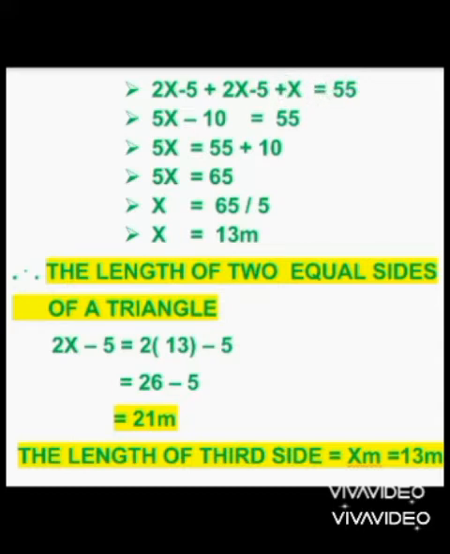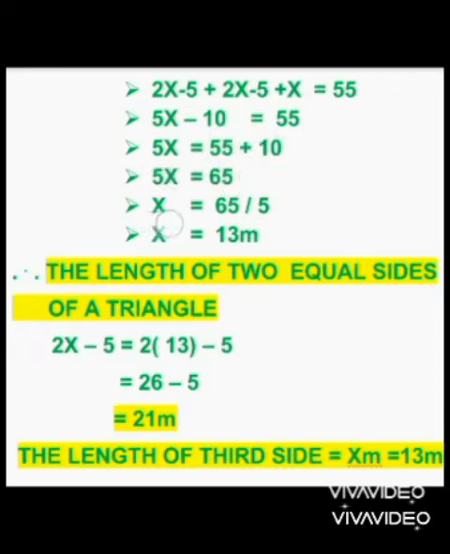Now add all the x variables. 2x plus 2x is 4x. 4x plus x is 5x. Minus 5 and minus 5 will become minus 10. So 5x minus 10 is equal to 55 meters. Now let us transpose minus 10 to the right hand side. Then you will get plus 10. 5x is equal to 55 plus 10. 55 plus 10 is 65. So 5x is equal to 65.